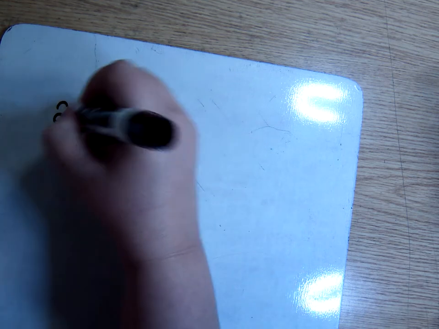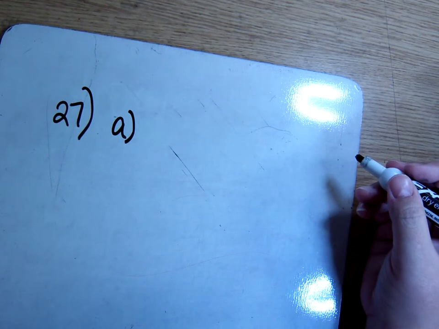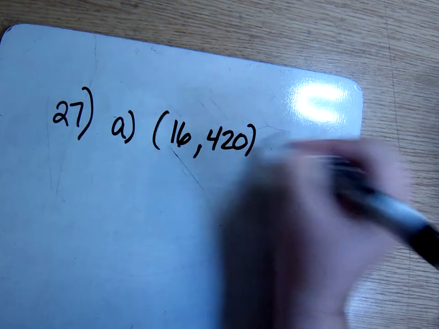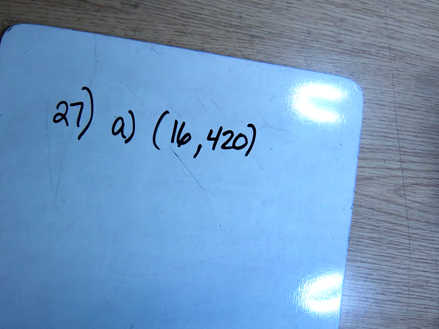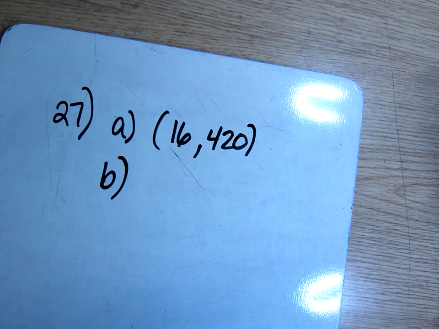Number 27. The graph shows the number of files scanned by a computer virus detection program over time. Estimate the coordinates of point A. Okay. I would say point A looks like it's at 16. Hang on a second. Yeah, 420 works. That's fine. And estimate the coordinates of point B. I would say point B is at 26, and I'd go a little higher than that, 640.